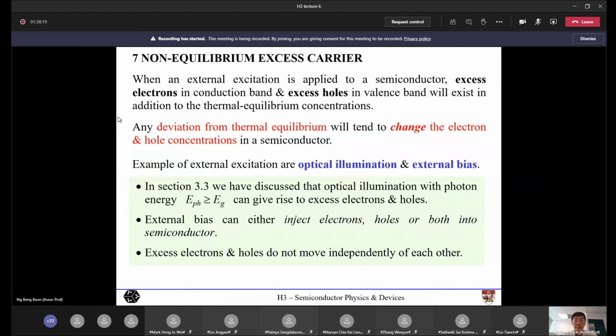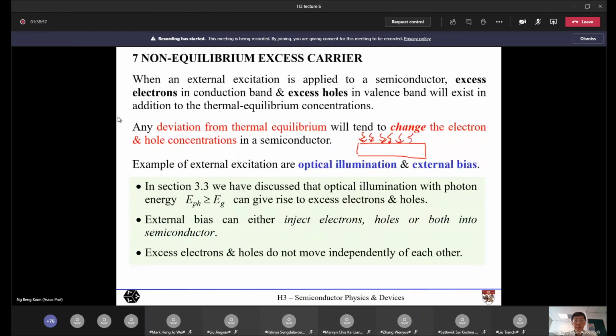There will be two non-equilibrium excess carrier conditions that we'll be talking about. The first will be due to optical illumination. That means you shine light on the semiconductor. What's going to happen to the carrier concentration in this semiconductor? For this optical illumination case, the scenario is essentially this. Suppose I have a semiconductor material, and let's say I shine light uniformly everywhere on the semiconductor material.